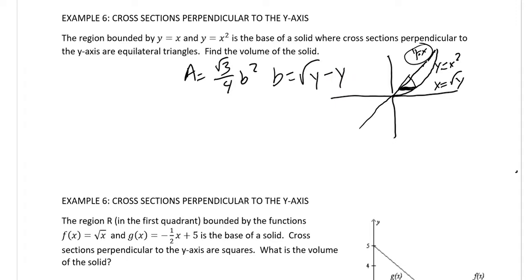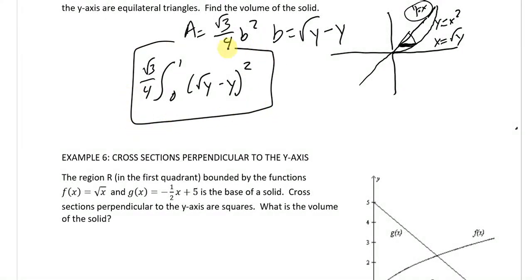That's b. And of course we've learned that volume is accumulated area. We accumulate those areas, so it'd be the integral. And we know that those functions intersect at 0 and 1. From 0 to 1, put the square root of 3 over 4 on the outside, and then b squared, which is the square root of y minus y, quantity squared. And you can put that in your calculator, or you can FOIL that out and do the antiderivative by hand on your own. But this is the expression right here. That is the expression.